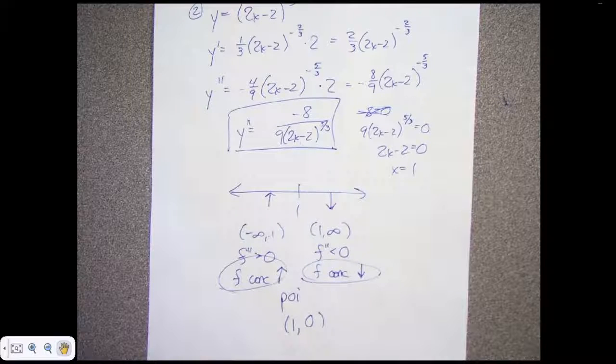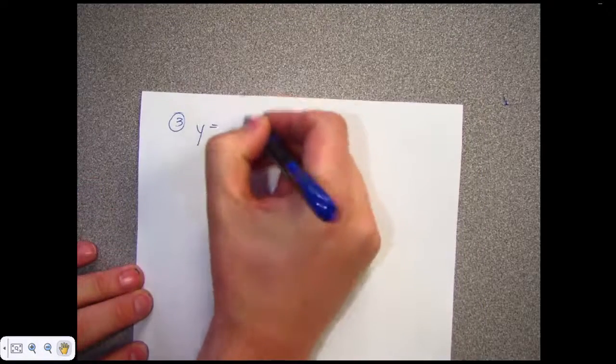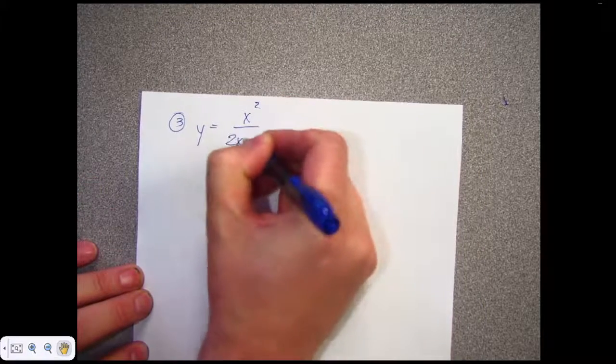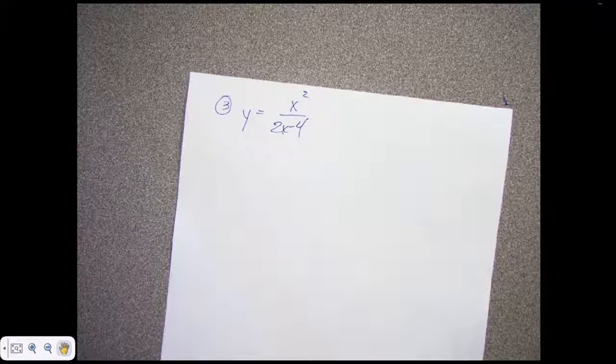Questions on any of that? Okay. Let's do one more, but I'm not having you do more than I do here. I also want to show you how to do this in the calculator. So y equals x squared over 2x minus 4. Get your calculators out if they're not already.